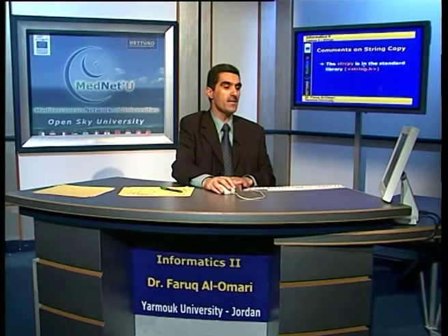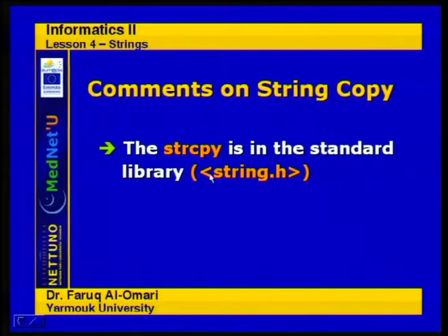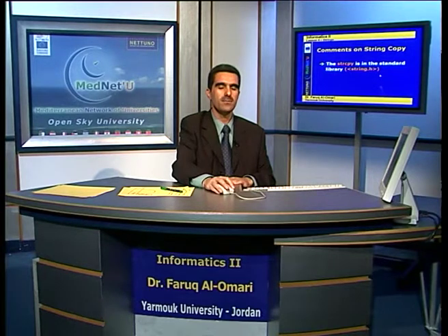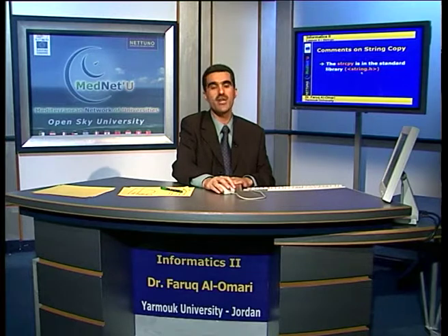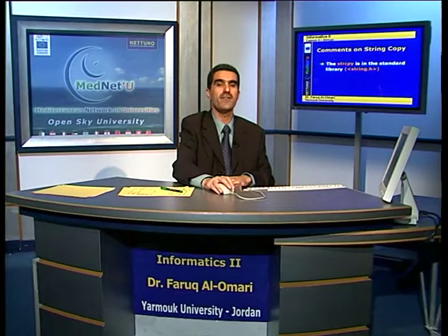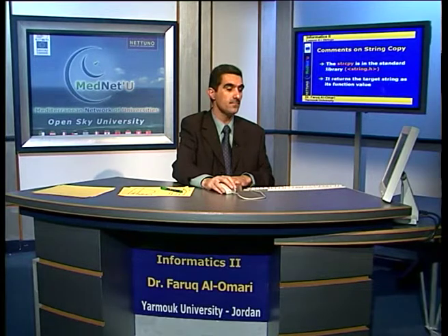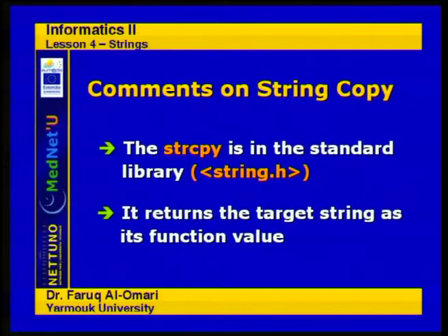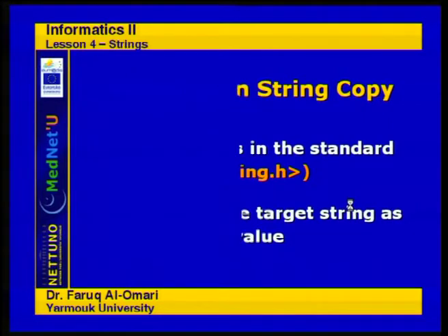The string copy is in the standard library, in the string.h library. However, this is not part of the ANSI C, but it has been added later on, and most compilers nowadays have it. So if you're using the compiler from Borland, the Borland C compiler, it has it. The Visual C compiler from Microsoft has it, and I believe most compilers have that as well. It returns the target string as its function value.